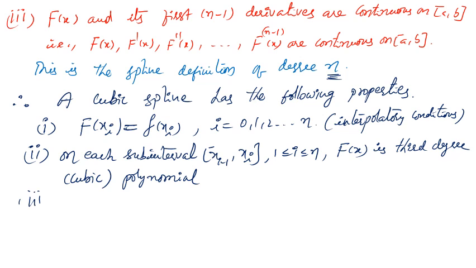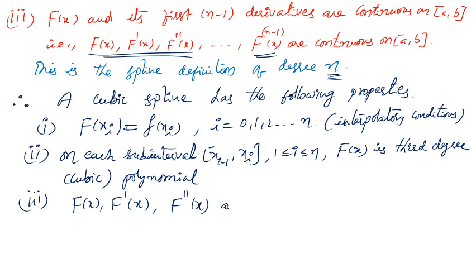And since it is a cubic polynomial, how many derivatives are continuous? For an nth degree polynomial, derivatives up to the n minus 1th degree are continuous. Now, a third degree polynomial means the function, its first derivative and its second derivative are continuous in the interval a comma b, this is the open interval (a, b). Okay, this is the cubic spline definition.